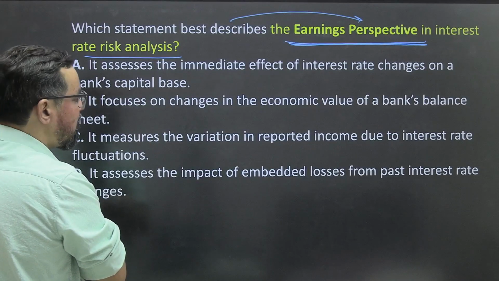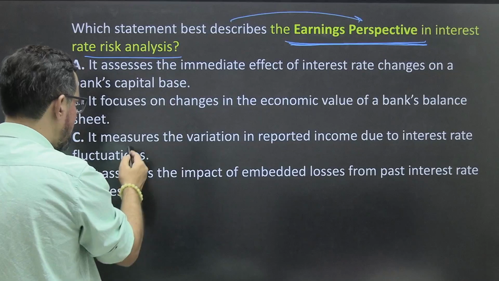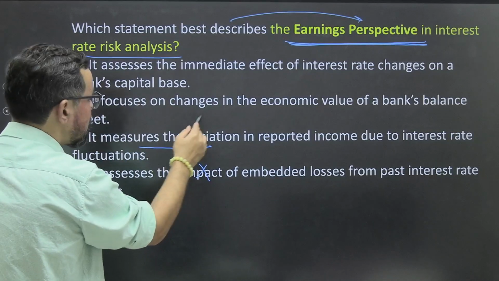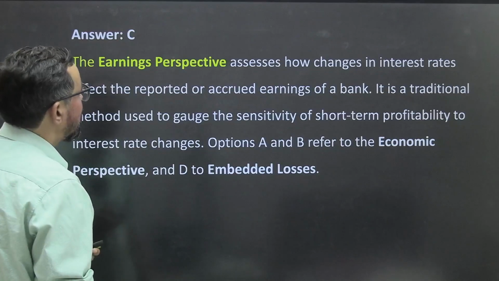It measures the variations of reported income due to interest fluctuations. ठीक है, हाँ बिल्कुल. It assesses the impact of embedded option loss. नहीं, focus on changes in this. So option C should be the right answer. B और C में से एक होना चाहिए, ठीक है. हाँ, C एकदम आपका 100%.